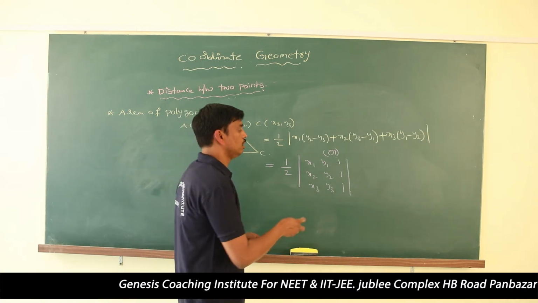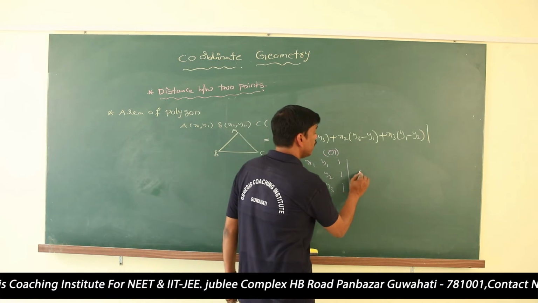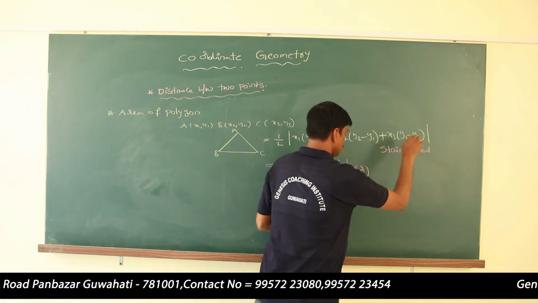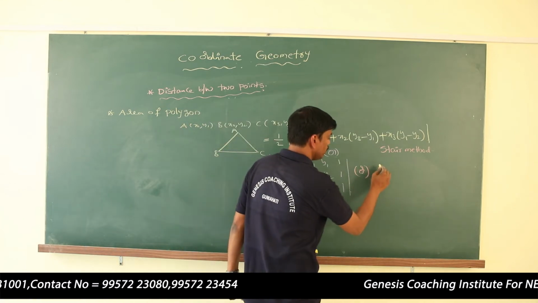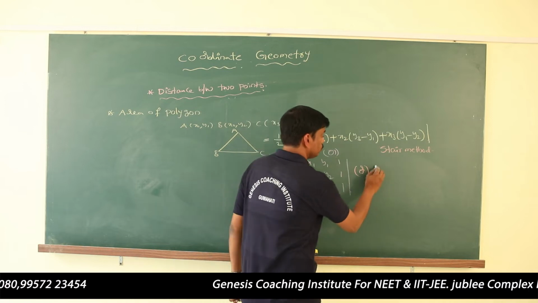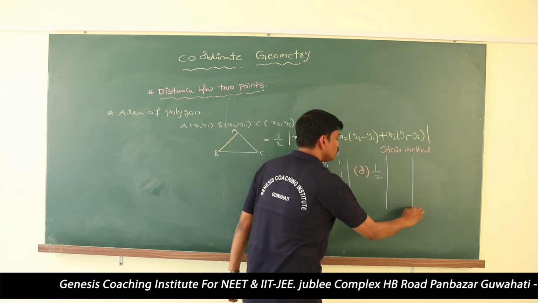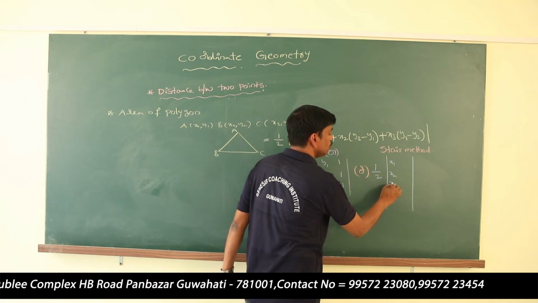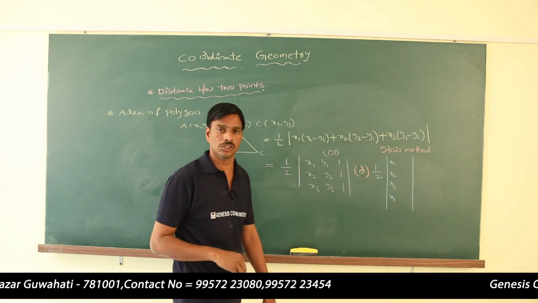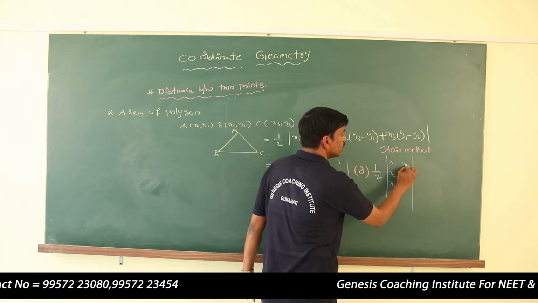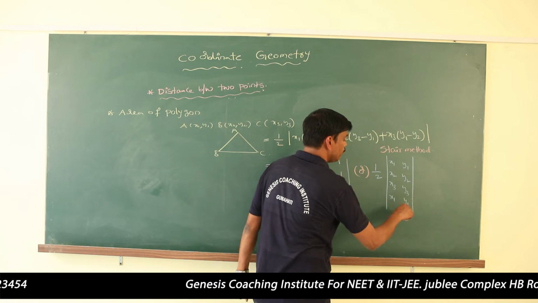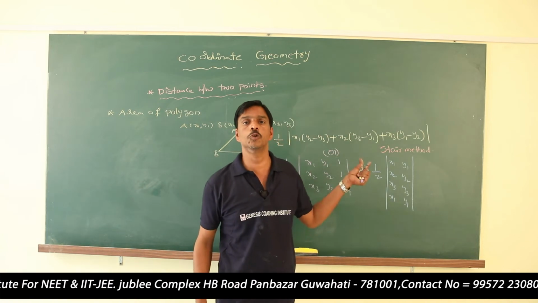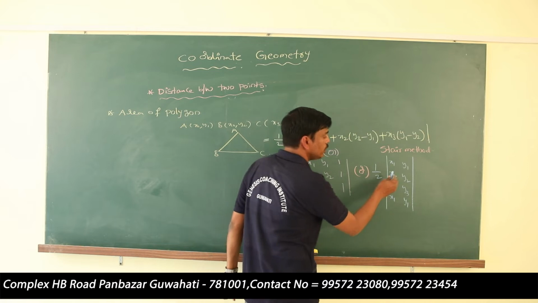Otherwise, there is another formula, that is the stair method. Here also we take half into, and we use two columns. In the first column we write the x coordinates, x1, x2, x3 and repeat x1 at the end. In the second column we write the y coordinates, y1, y2, y3 and repeat y1. Then we take the difference of the product of 2 by 2.